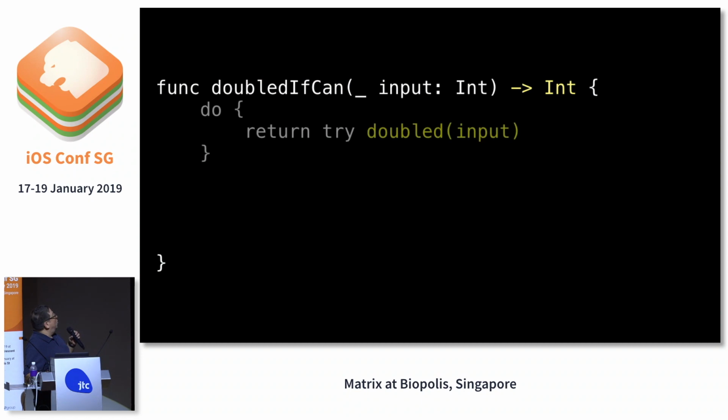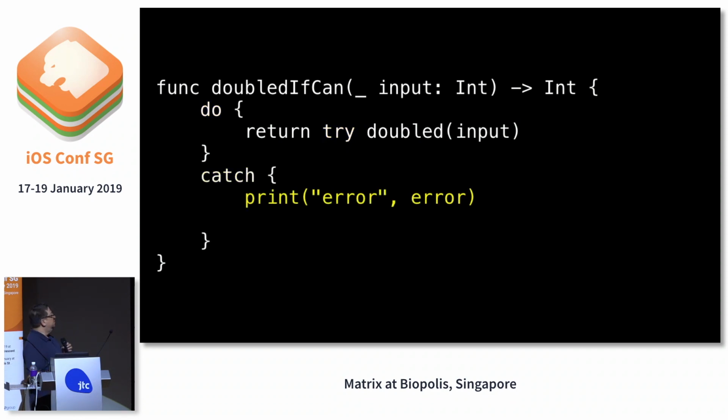So when I call doubled, I do that with a do and a try, and inside of the catch block, I print the error. And that feels pretty good, except my promise is I'm always going to return an int. So even in the catch block, I'm now stuck having to return an int. So you think, well, maybe I'll use an error code like -1.